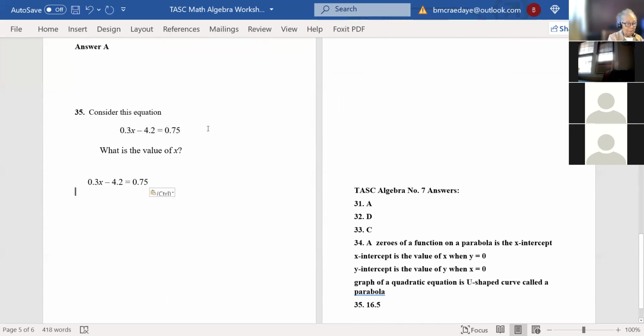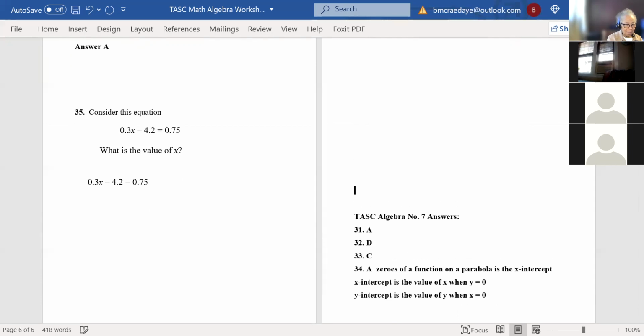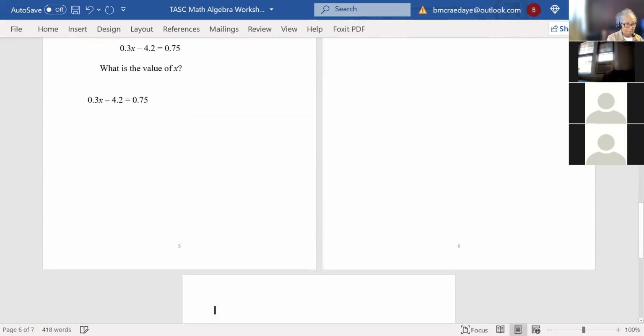0.3x minus 4.2, right? What did you do first? When I set it up, then I subtract the 4.2 from the 4.2, and then I add the other 4.2 to the 0.75. Maureen, why did you subtract? This is subtraction. What's the opposite of subtraction? Add. So what did you do? I add 4.2, right? And then I add the 4.2 to the 0.75 and get 4.95.